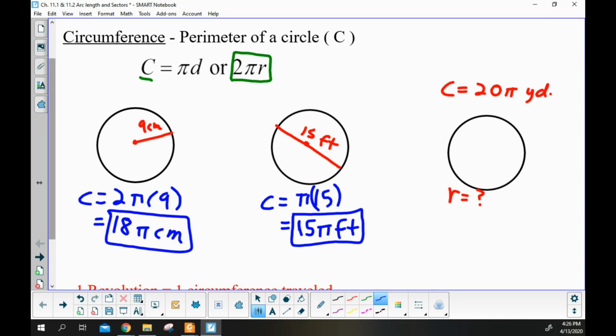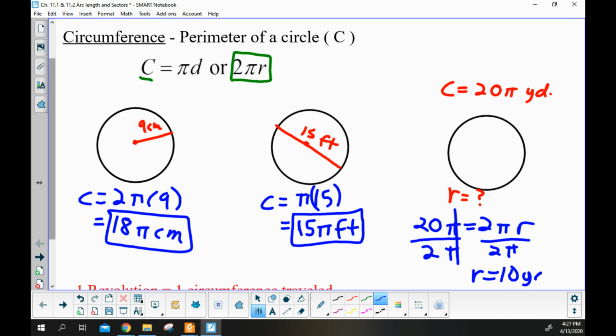All right, the third one gives us that the circumference is 20 pi, and we want to find the radius. So we want to use 2 pi r, and we're going to set it equal to 20 pi. So 20 pi equals 2 pi r, and we have to solve for r. I'm going to divide both sides by 2 pi. What we see here is that the pi's cancel out, and 2 goes into 20 10 times. So r is equal to 10, and since we're in yards, 10 yards.